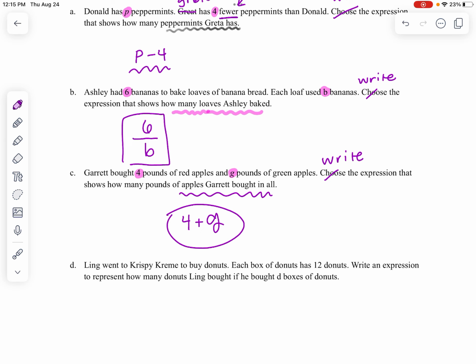And if he bought 3 boxes, he bought 36. I did 12 times 3. So if you notice, I'm just doing multiplication there. I'm multiplying the number of donuts in a box by the number of boxes, and that would tell me my total amount of donuts altogether. So that would be your answer. You can either write 12 times D or 12D. And that's all of our notes.